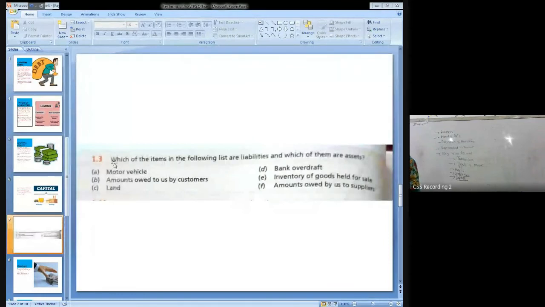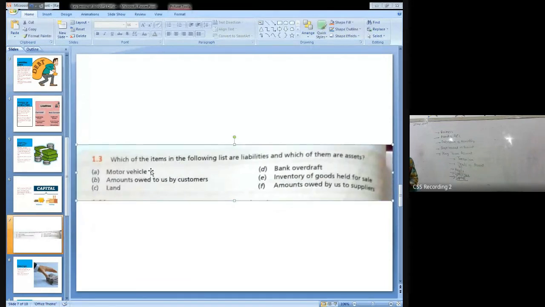Number A is motor vehicle. A motor vehicle is regarded as a property of the business as it will last for many years. Number B is amount owed to us by customer. What is meant by owed? Owed means the need to pay. It is the amount which our customer needs to pay us. It means that this amount is receivable from a customer. So all receivables are regarded as assets. Number C is land. Land is also included in property of the business. So that is why it is an asset.